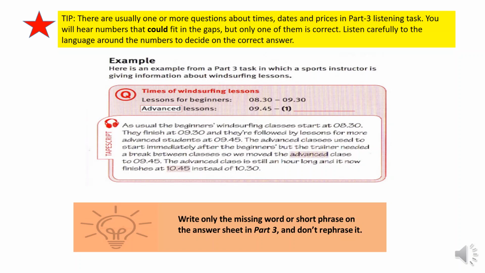So listen carefully to the language around the numbers to decide on the correct answer. Again, they will try to make you confused, but don't get confused and keep focused. So here is an example in which a sports instructor is giving information about windsurfing lessons. Take a look at the question, and after that, let's start reading the transcript.